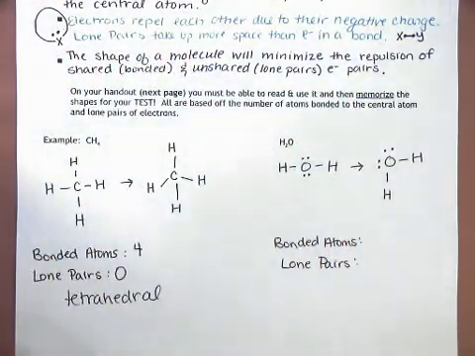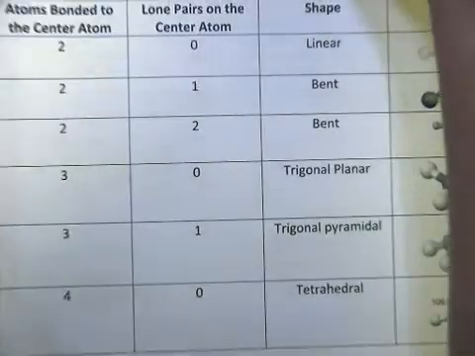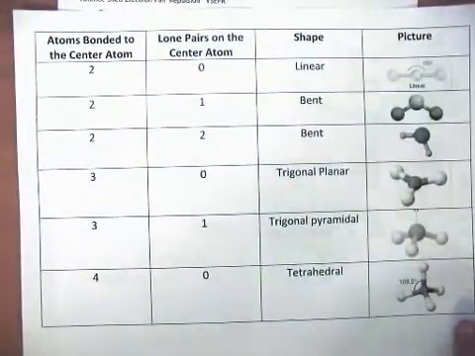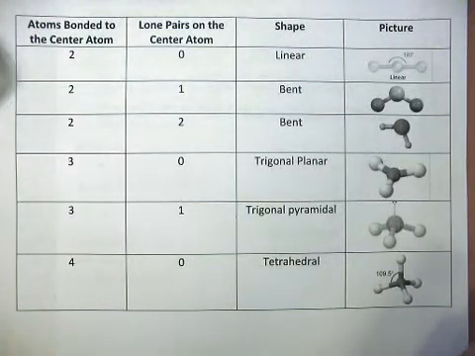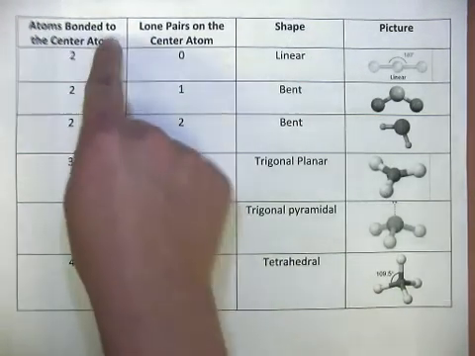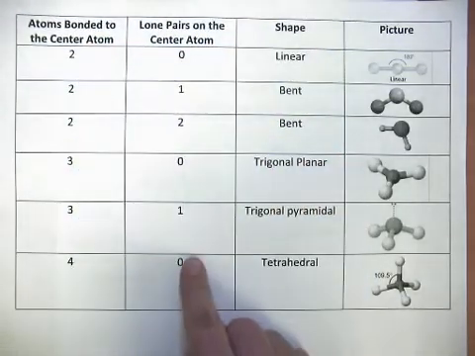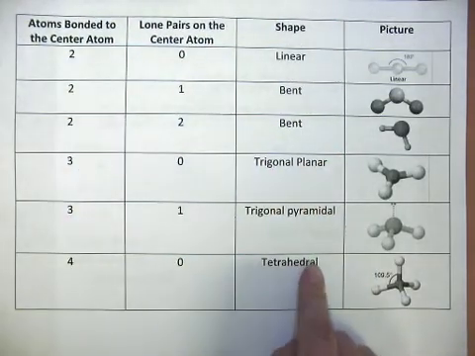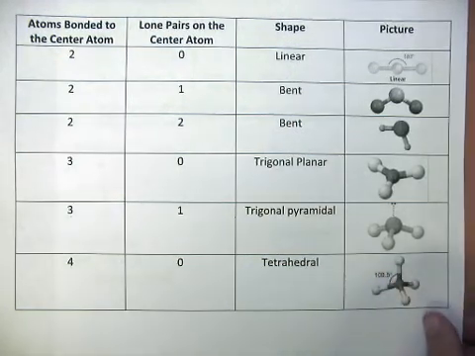On the second page, or the page after this in your notes, you have a chart. Your chart probably looks similar to this. If it doesn't, you'll get one in class tomorrow. If we look on our chart, I have four bonded atoms to the center atom. I have 0 lone pairs. That gives me the shape of a tetrahedral. So I have these four faces to my molecule.